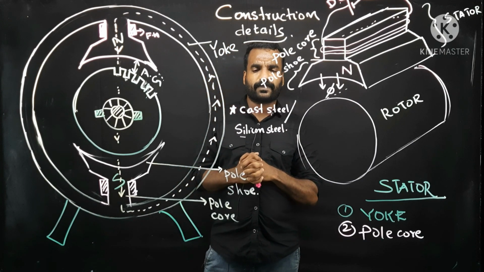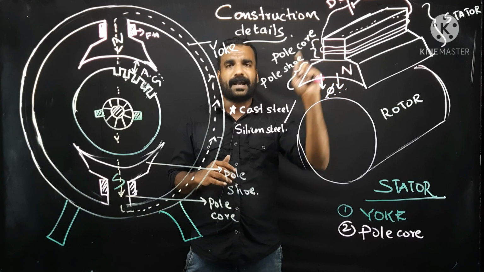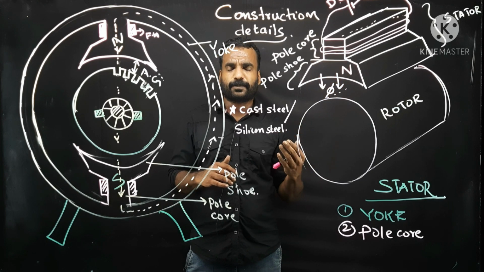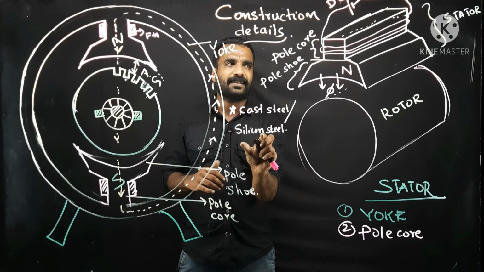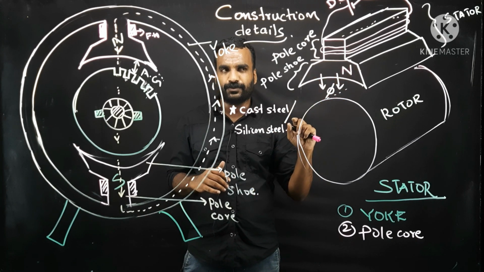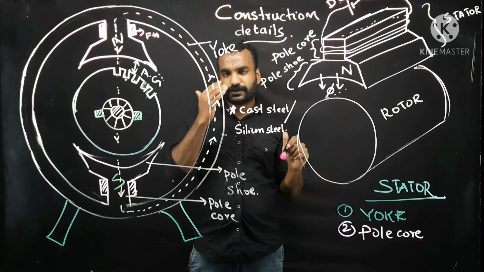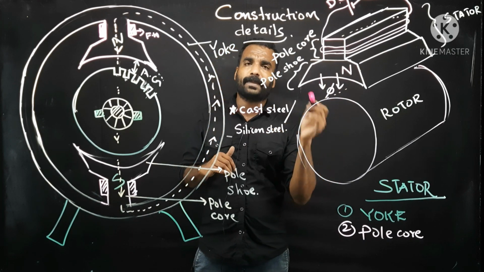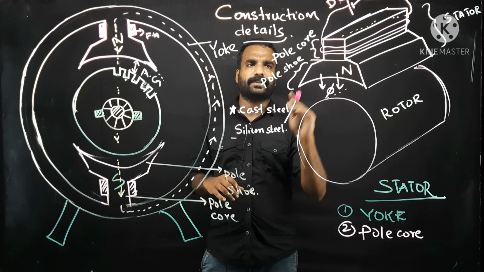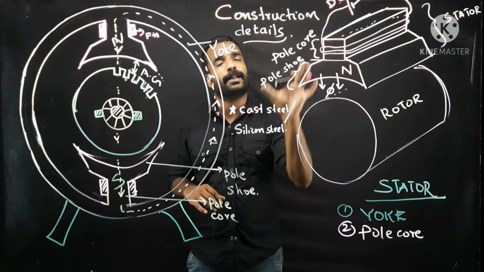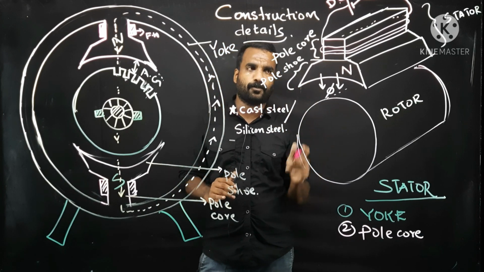Eddy current loss is a circulating current that will be produced inside the magnetic material, and that will produce some heat and some loss will happen. But if silicon is added, its conductivity will get reduced, so that the circulating current cannot easily pass. So silicon steel is a better magnetic material. So cast steel or silicon steel can be used as a material for pole core and pole shoe. For both, the material is the same.